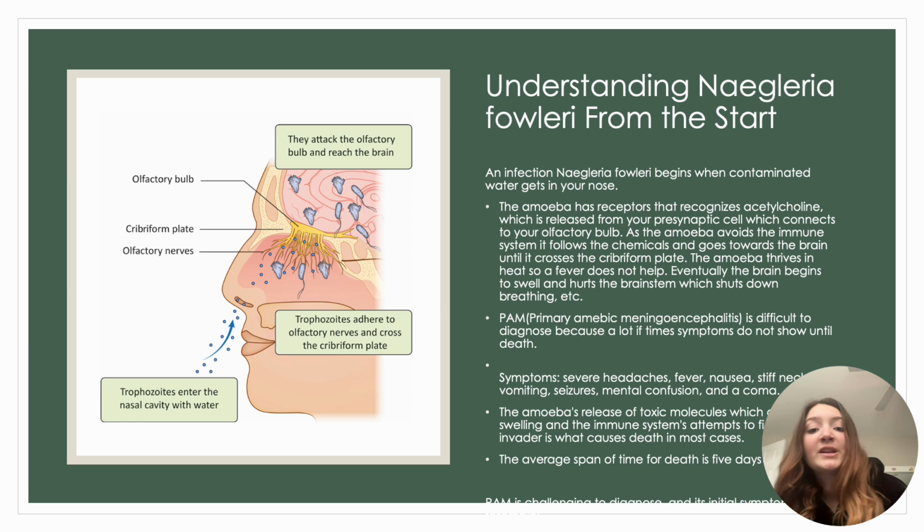PAM is difficult to diagnose because it takes a lot of time to diagnose the symptoms, and they can look like other things, and it's really hard to tell basically up until death. Some of the symptoms include severe headaches, fever, nausea. Some of the later ones include stiff neck, vomiting, seizures, mental confusion, and even a coma. The amoeba's release of toxic molecules is what produces the swelling in the brain and is what will cause death in human beings. The average span of time for death is 5 days.